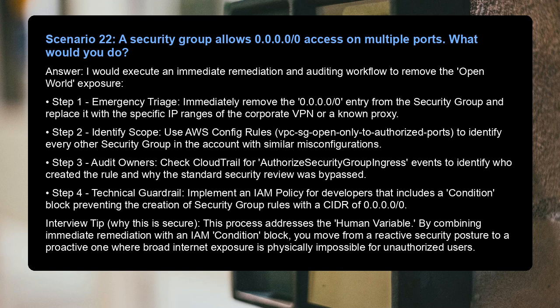Use AWS Config rules, VPC SG open only to authorized ports, to identify every other security group in the account with similar misconfigurations. Step 3. Audit owners. Check CloudTrail for AuthorizeSecurityGroupIngress events to identify who created the rule and why the standard security review was bypassed. Step 4. Technical guardrail. Implement an IAM policy for developers that includes a condition block, preventing the creation of security group rules with a source of 0.0.0.0/0.